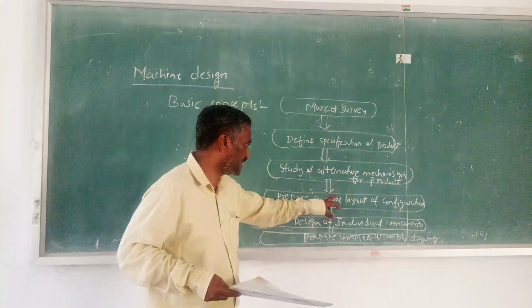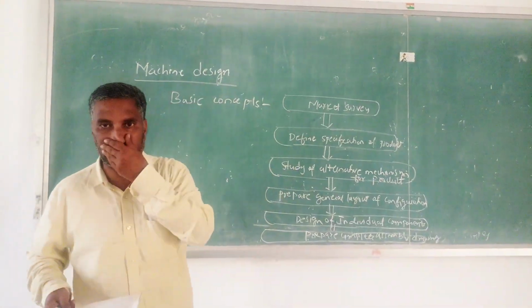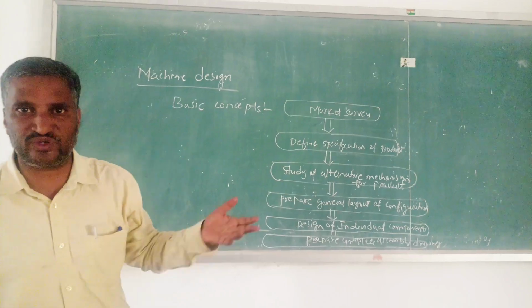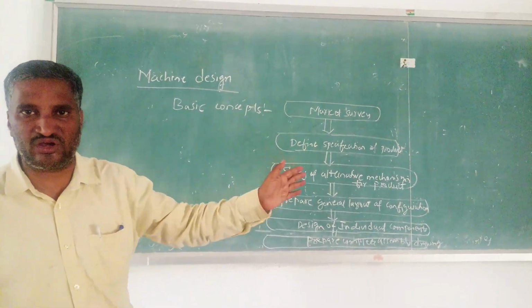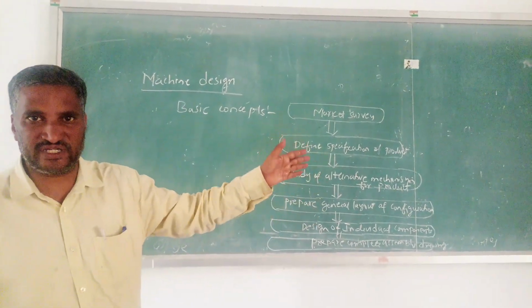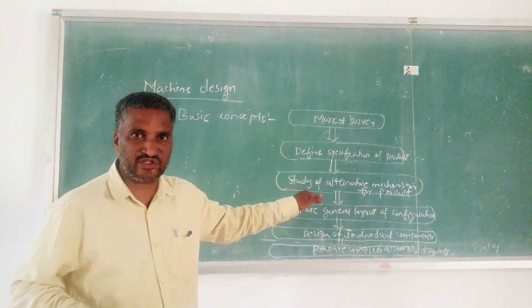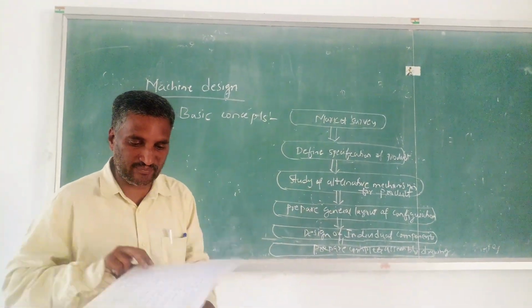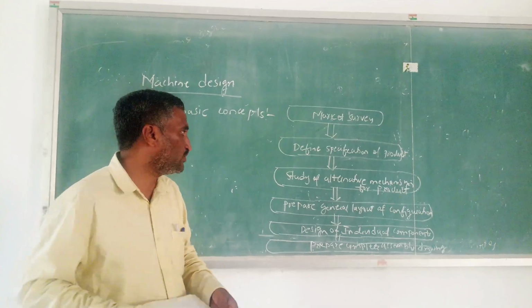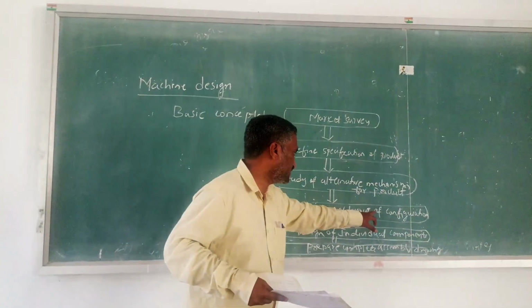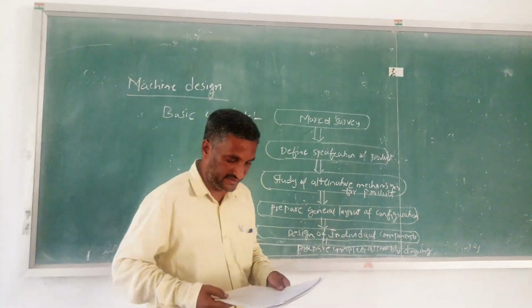Fourth step is prepare general layout of the configuration. You need to prepare a general layout. It may be any component. Suppose you are designing a truck, you have to prepare the general layout. It may be the clutch, your gearbox, your engine, and your differential. Like that, you have to prepare the general layout, a block diagram of the layout. Then you can go for preparing that diagram. Then you can go for the design.